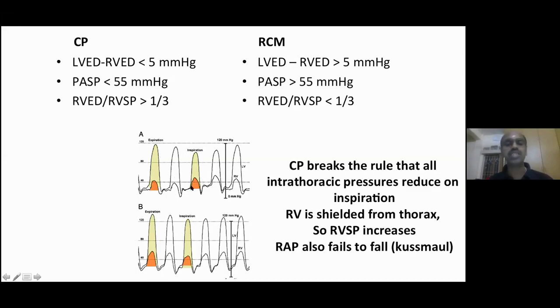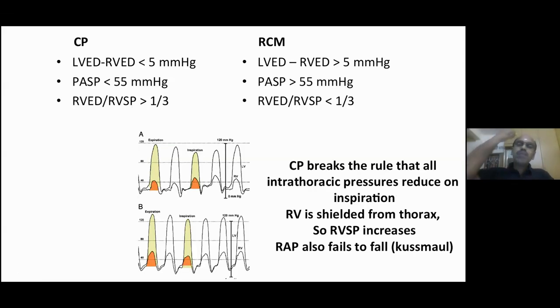Carefully look at this trace. Right ventricular pressure increases during inspiration. Now, CP breaks the rule that all intrathoracic pressure reduces on inspiration. Intrathoracic pressure fall in inspiration should result in a fall in the intracardiac pressure in all the chambers. We already mentioned in the right atrium it does not reduce, it is maintained the same because it is shielded from the intrathoracic pressure. What happens to the right ventricle?